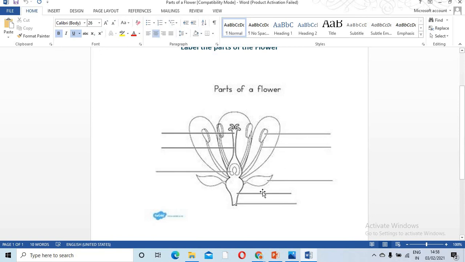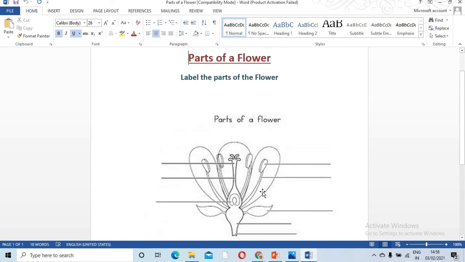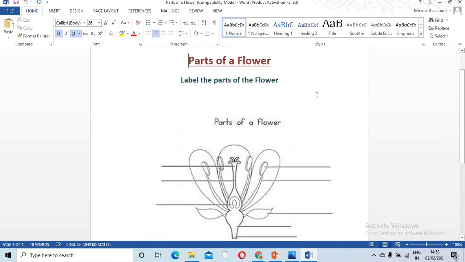Okay. And also you can do this in your science notebook, parts of the flower. It says label the parts of the flower, so you are very clear and very sure of what you learned today.